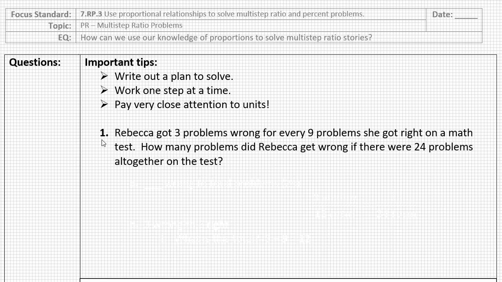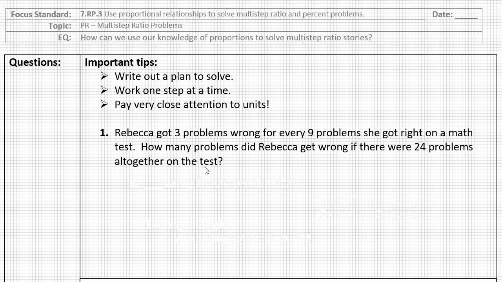In this first problem, we read that Rebecca got 3 problems wrong for every 9 problems she got right on the math test. How many problems did Rebecca get wrong if there were 24 problems altogether on the test? Sometimes with these problems, we're tempted to jump right in and start calculating and multiplying and dividing things, but let's go back to that first tip.